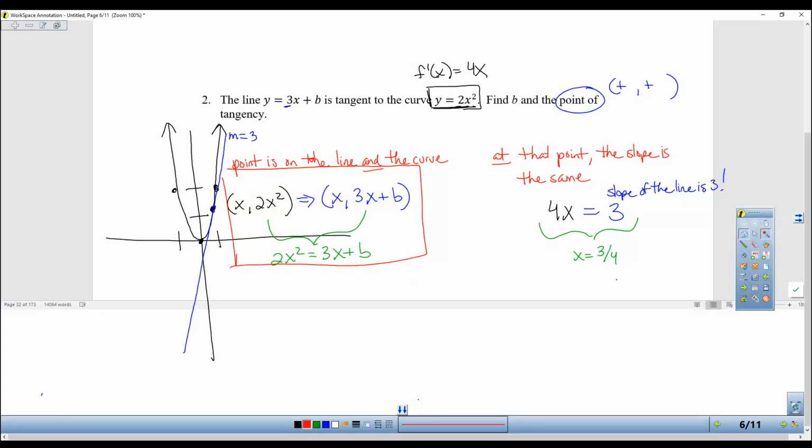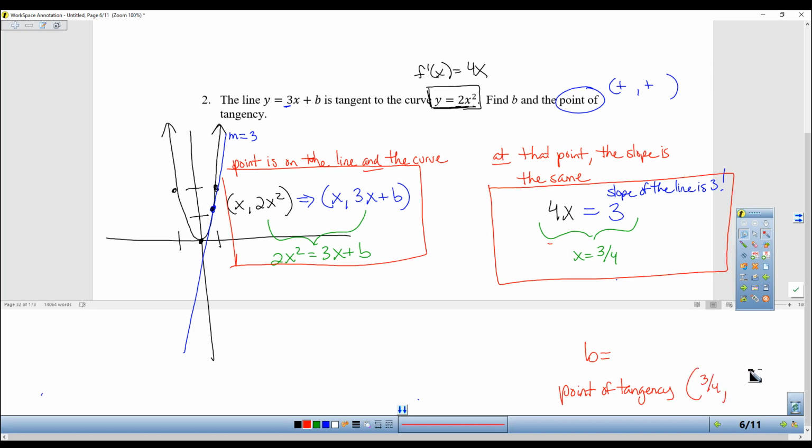So the 2 parts to this problem is realizing that the point is the same for the line and the curve, and the slope is the same for the line and the curve. And now that I have that, I know what point it happens at, so I'm halfway to my answer. Find the point of tangency. So B is, and point of tangency. I'm just going to start filling in my answer when I find things. So I know it's 3/4 comma something. It's going to be my answer.